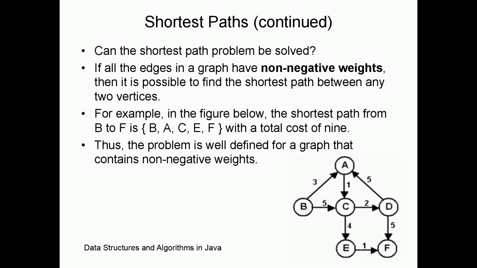So I can have B, A, C, E, F, or D, F. B, A, C, D, F. From C, if we go from C to F, that's 7, and that's 5 here. So actually this one is shorter. So when we have non-negative weights, that's fine, that's easy. We just need to pay attention to find which one is the lowest cost, the path that is going to cost us less.